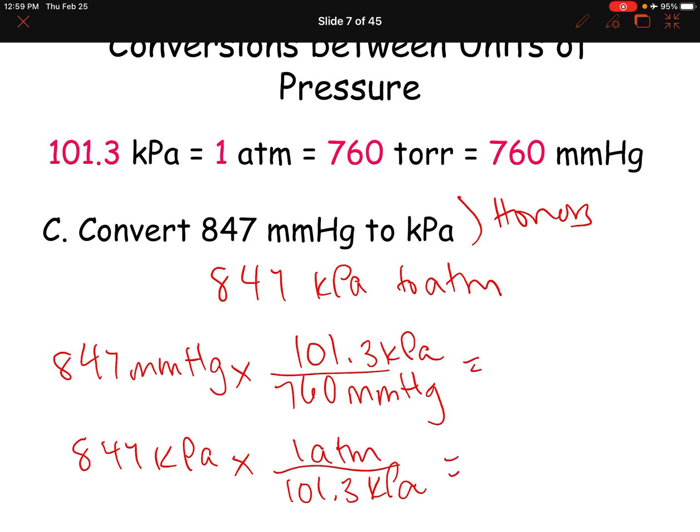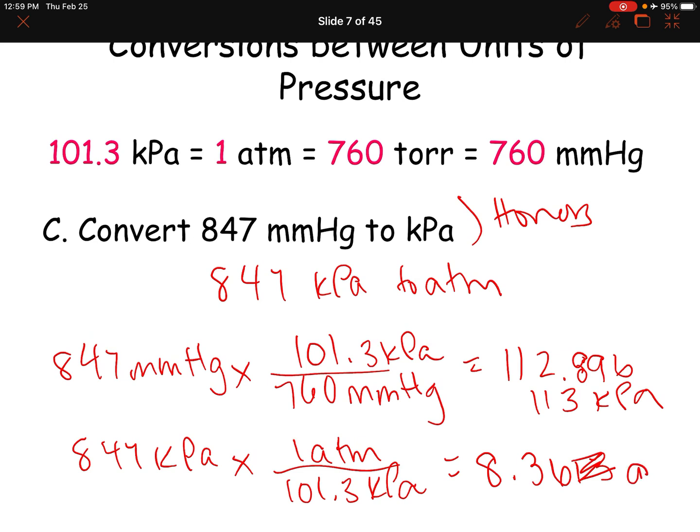In the honors book, it's 847 times 101.3 divided by 760, which should give you 112.896, which would be 113 kilopascal. If you're in the college prep, 847 times 1 divided by 101.3 gives you 8.3613, and so on. How about 8.36 atmospheres? Okay? The practice is the same.